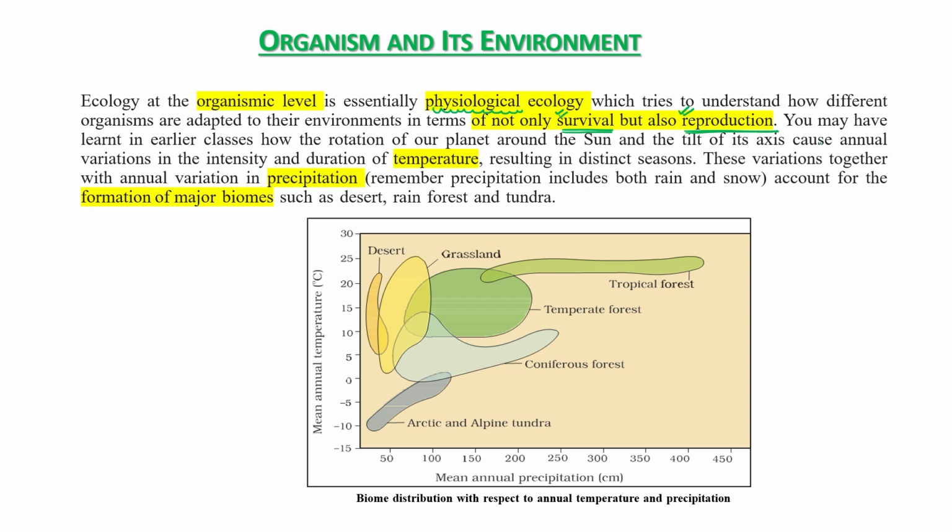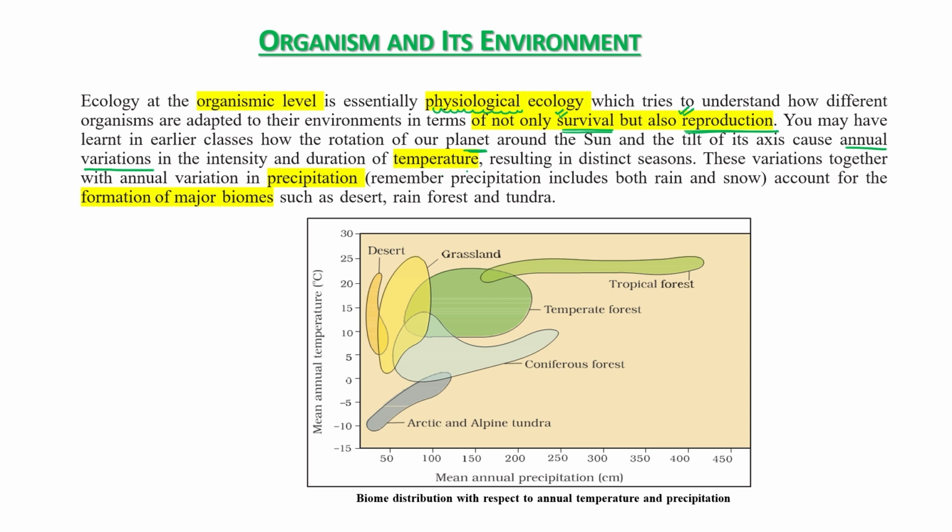Okay, so you may have learned in earlier classes how our planet rotates around the sun and tilts its axis, and this tilted rotation along its axis and around the sun causes annual variation in the intensity and duration of temperature, right?